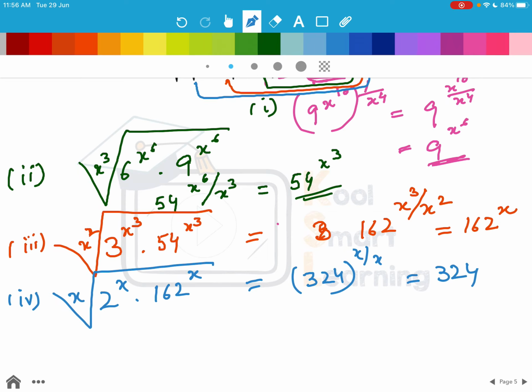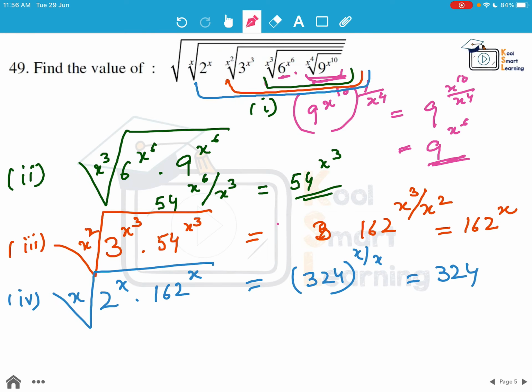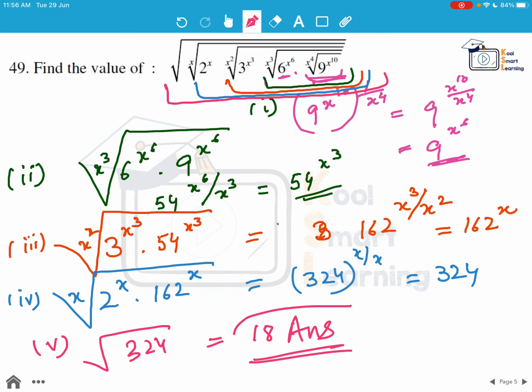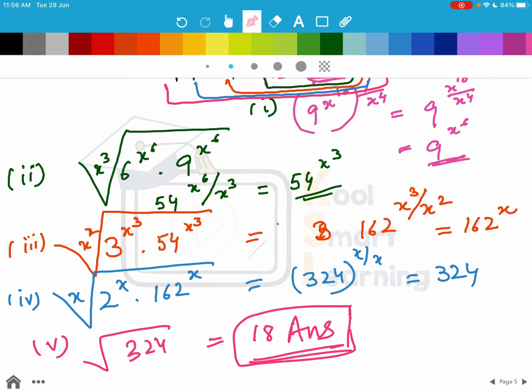Now moving to the last step, which is this part. So this is nothing but 324 whole square root. So this comes out to be 18. This is the answer to this question. So this is the value of this expression.